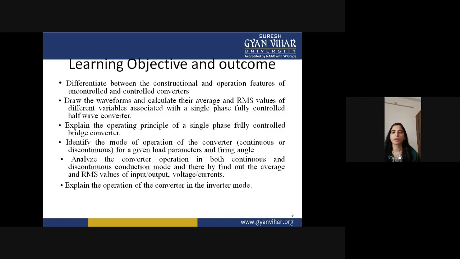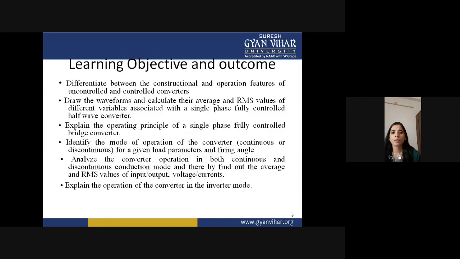The learning objective and outcome of this lecture is that, after this lecture, I expect the students will be able to understand what controlled and uncontrolled converters are, what half wave and full wave converters are, and the difference between the constructional and operational features of uncontrolled and controlled converters. They will be able to draw the waveforms and calculate the average and RMS values of the different variables associated with single phase fully controlled and half wave converters.